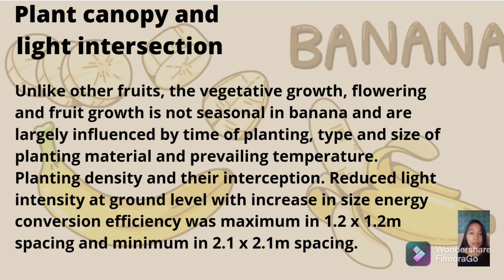Unlike other fruit, bananas' vegetative blooming is not seasonal and is influenced mostly by time of planting, the type and size of planting materials, the current temperature, the density of the plants, and how they are intercepted. The energy conversion efficiency of reduced light intensity at ground level with increasing size was highest in 1.2 by 1.2 meters spacing and lowest in 2.1 by 2.1 meters spacing.